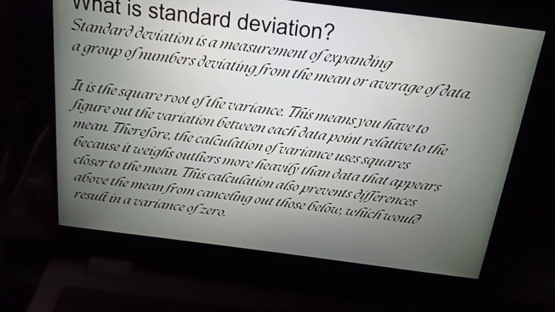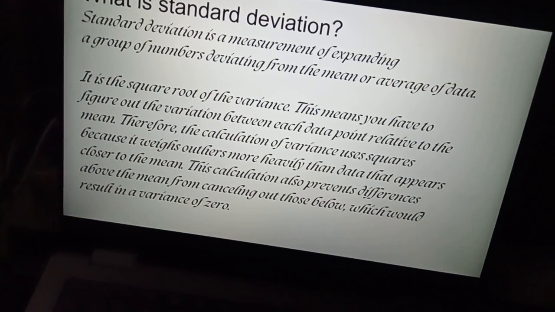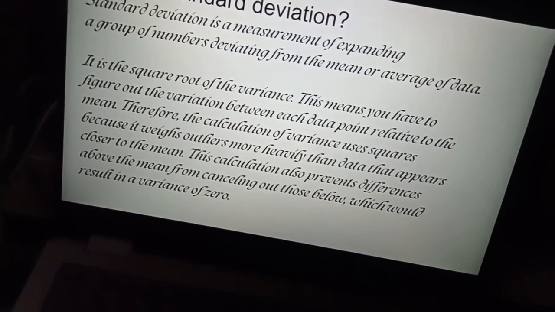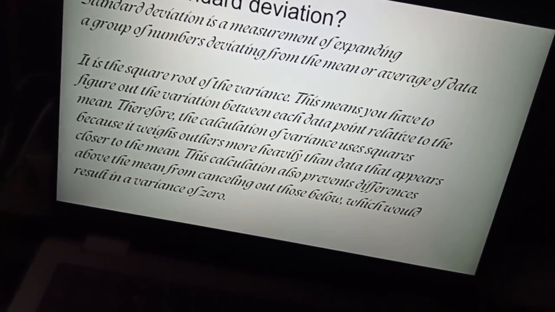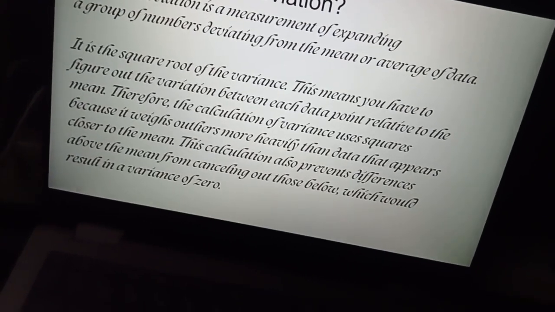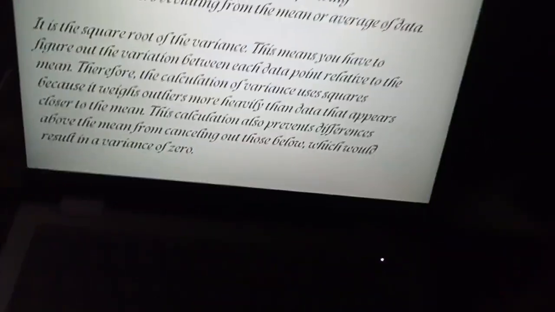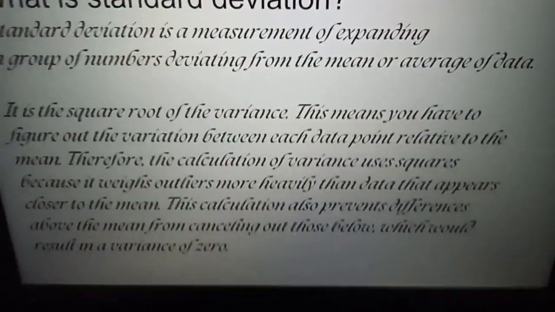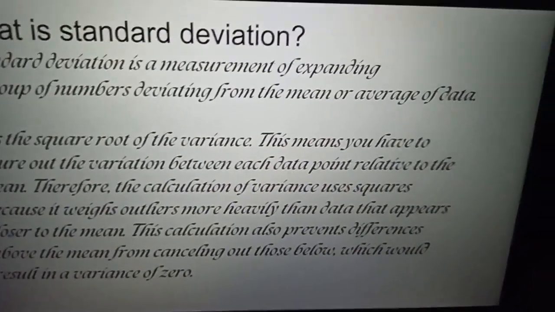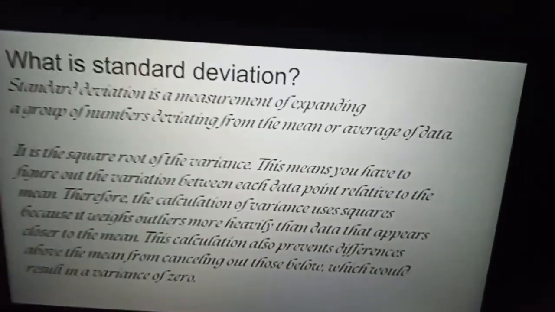Therefore, calculating the variance uses squares because it weighs outliers more heavily than data that appears closer to the mean. It also prevents differences above the mean from canceling out those below, which would result in a variance of 0. However, if these are closer to the mean, then it would result in a lower deviation of data.